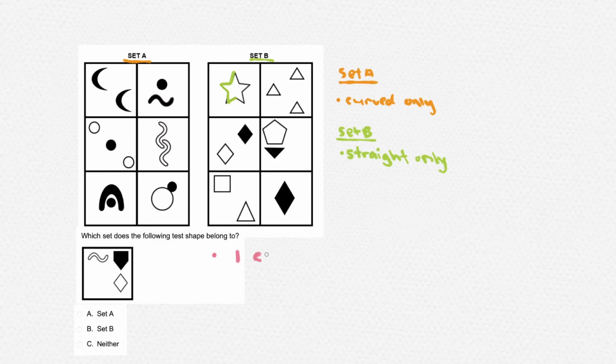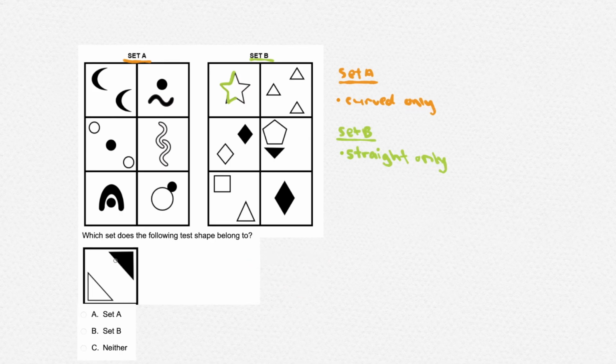In the next test shape, we can see that there is one curved shape, and there are also two other shapes that contain straight only sides. Now, looking at our rules for set A and set B, we know that neither of them can suit this test shape because set B only contains straight only and set A contains curved only. Therefore, your final answer will be neither.